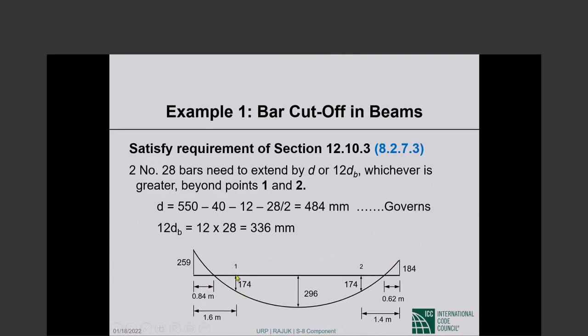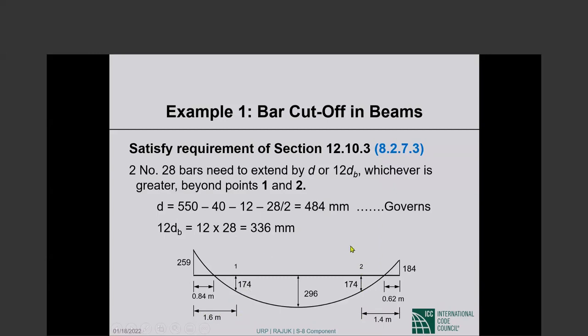So 174 is here, so this is the bending moment diagram: 259 at the left end, 184 at the right end, 296 in the middle. This is 174, where the two number 28 bars can be theoretically cut off, and this is also where two number 28 can be theoretically cut off. This is 1.4 meters from the right hand side and 1.6 meters from the left.